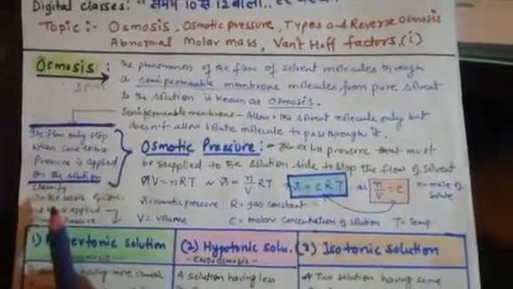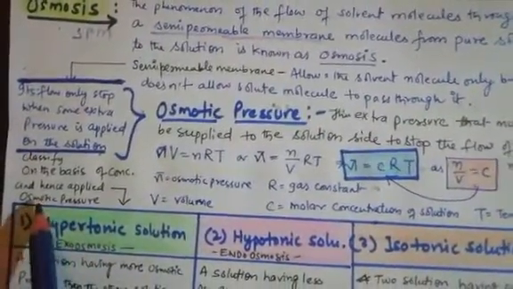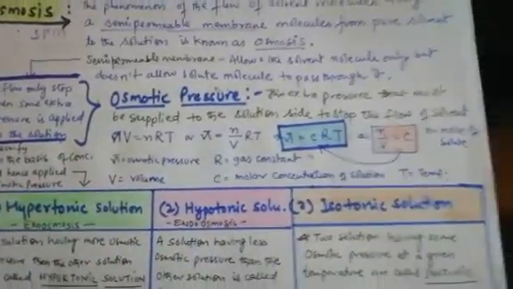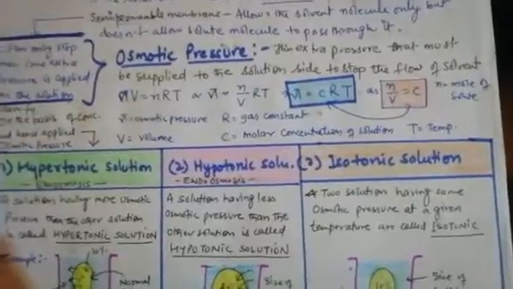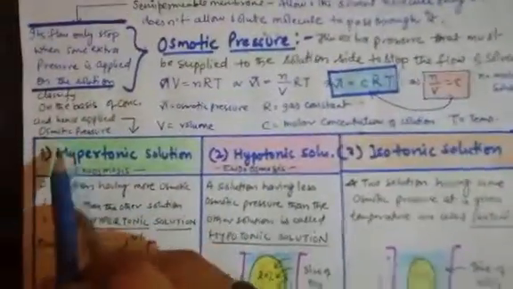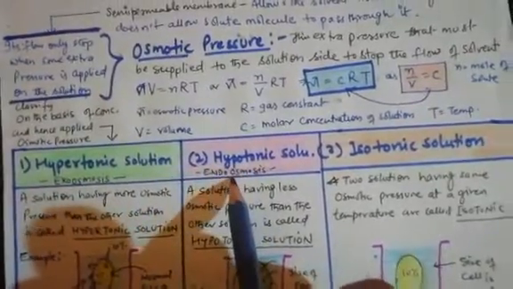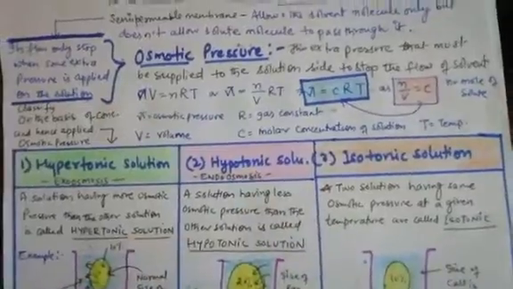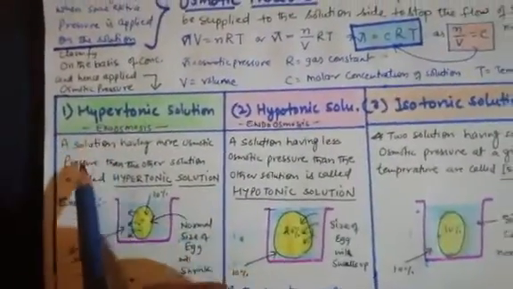Now we are going to classify solutions on the basis of concentration and the resulting osmotic pressure. There are 3 basic types of solutions: hypertonic, hypotonic, and isotonic. Hypertonic involves exo-osmosis, hypotonic is also known as endo-osmosis, and isotonic is the normal saline solution. So let's discuss the hypertonic solution.